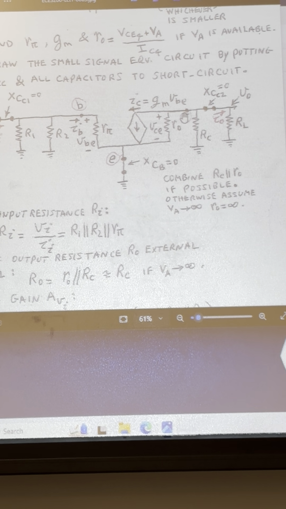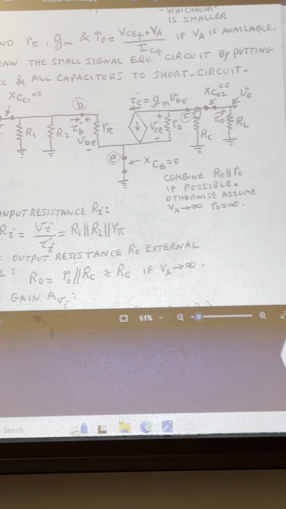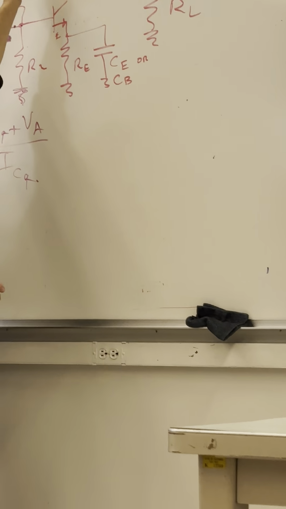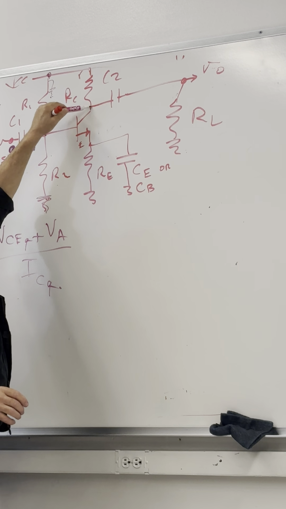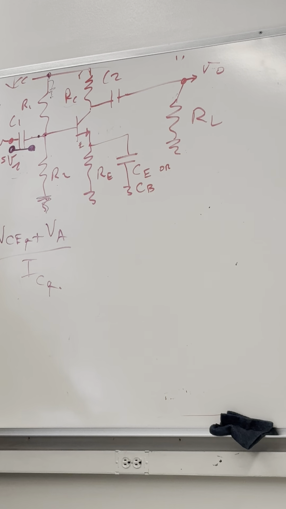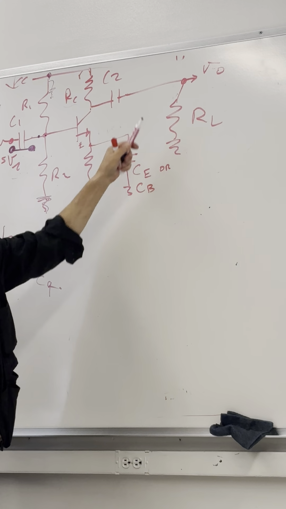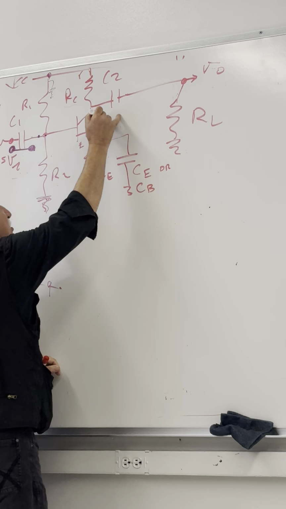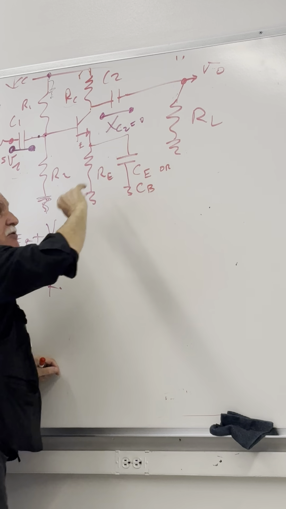Then from the collector, from here, you've got RC. End of the RC is connected to supply, which is ground. So you must have a resistance RC going from collector to ground. Here you are. This is the one. Then, other side of the RC, there is a capacitor there, C2. This capacitor is another short, X of C2 equal to 0, another short.